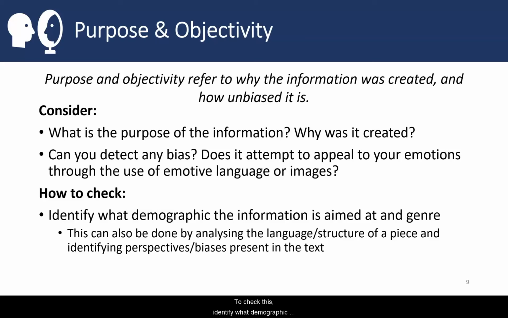To check this, identify what demographic the information is aimed at and the genre. This can often be done by analyzing the language or the structure of a piece and identifying any perspectives or biases present in the text. Understanding what purpose and objectivity mean to different resources can be a little bit to get your head around, so we'll use the examples we have on the next slide to discuss it a bit more.